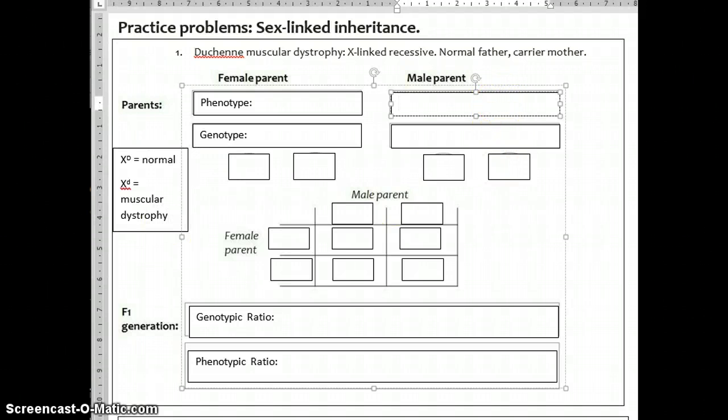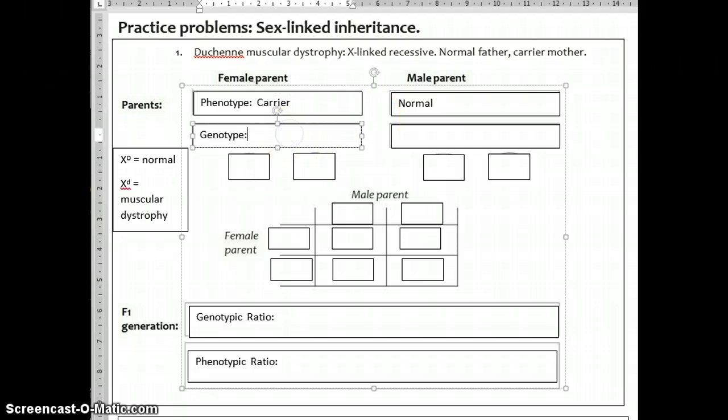If I can spell dystrophy correctly, that would be helpful. So we have a normal father and we have a carrier mother. Go ahead and put their phenotypes in at the top. So the female parent is a carrier. You remember from the PowerPoint before, that means that with an X-linked recessive condition, she is going to be heterozygous. So she's going to have one copy of the normal and one copy of the affected allele. In this case she's going to have X capital D and X little d.